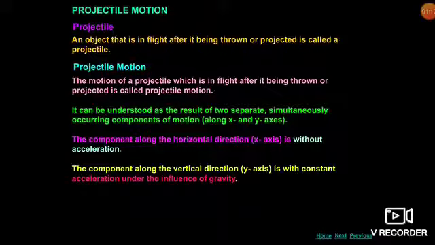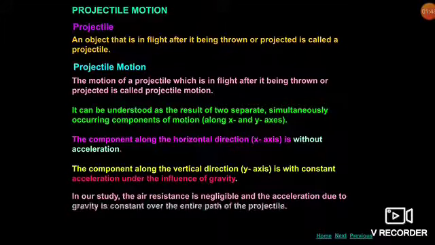Because if we throw something, then it has two components. One is along the x-axis, another is along the y-axis. Along the x-axis, velocity remains constant, no acceleration. But along the y-axis, velocity decreases when the body is going up, and it increases when the body is going down. It means it has acceleration, which is acceleration due to gravity. In our study, we have taken air resistance as negligible, we are not considering it, and the acceleration due to gravity is constant over the entire path of the projectile.